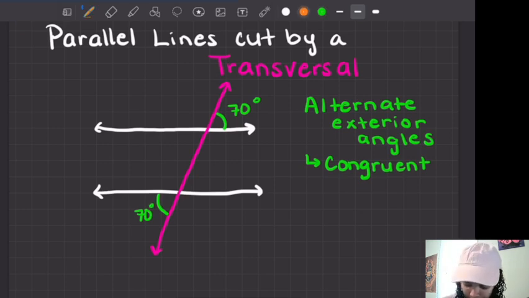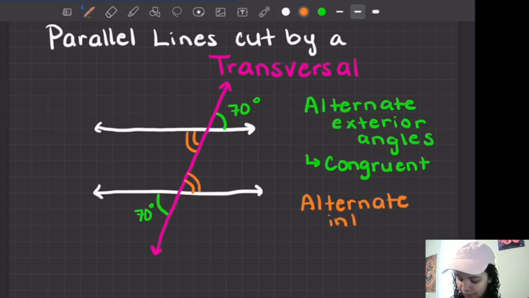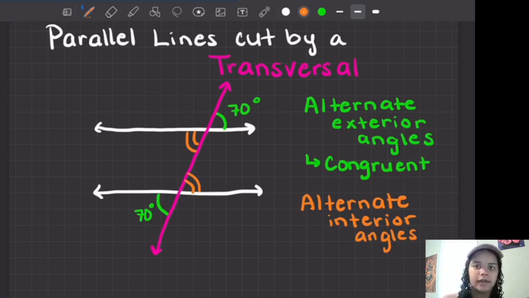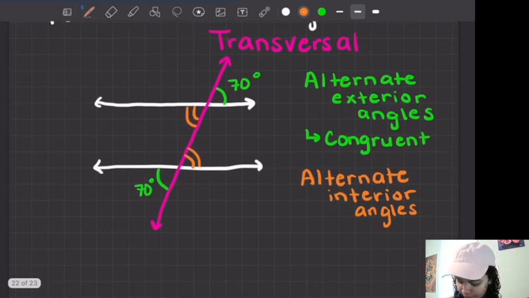Then we have something called alternate interior angles, which follow the same rule as the alternate exterior angles. The only difference is that alternate interior angles are now going to be inside of your parallel lines. So exterior, they were outside, interior, now they're inside, but they're still going to be on opposite sides of your transversal, okay? And they're also going to be congruent, okay? They're also going to be congruent.